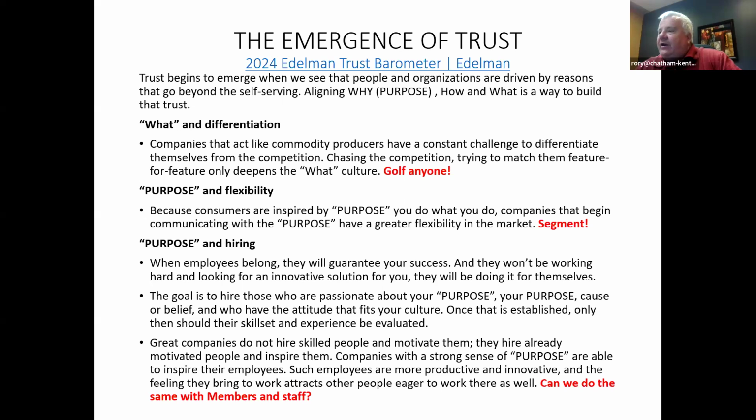This is really where your segmentation model comes into play, and I'll see that a little bit later on. But here it is also extremely important to understand what your purpose is when you're hiring, whether your members are hiring or whether you as a chamber are hiring.